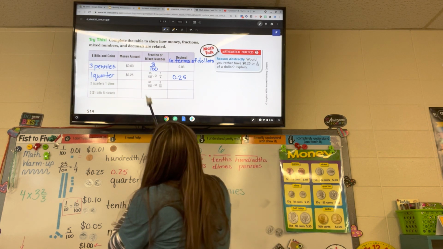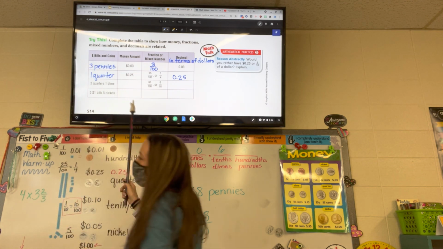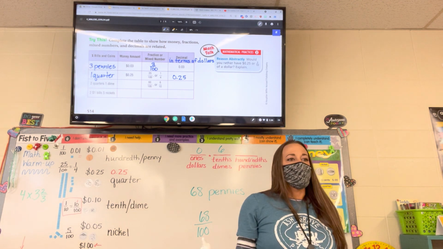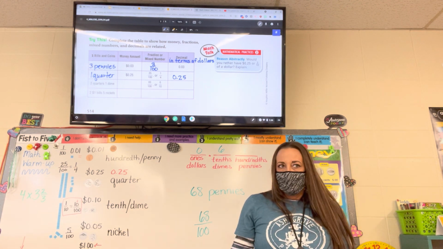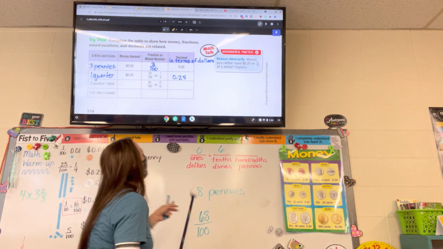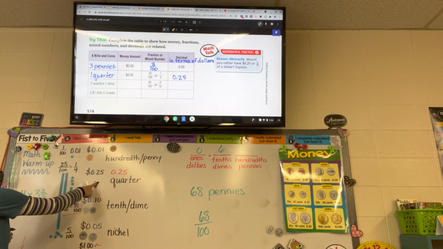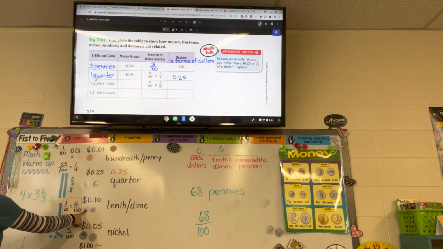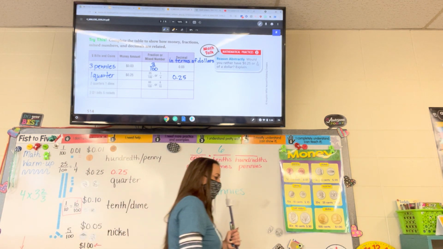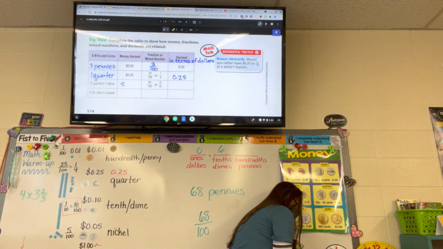Okay. Now we've got this row filled up. Now, if we have 2 quarters and 1 dime, quarters are worth 25, dimes are worth 10. So if we have 2 quarters, 25 plus 25 is 50, plus 1 dime, 55. No, 60 cents. Thank you. Colin knows his money, I think. So do I. I keep on getting them. Okay, 0 whole dollars and 60 cents.